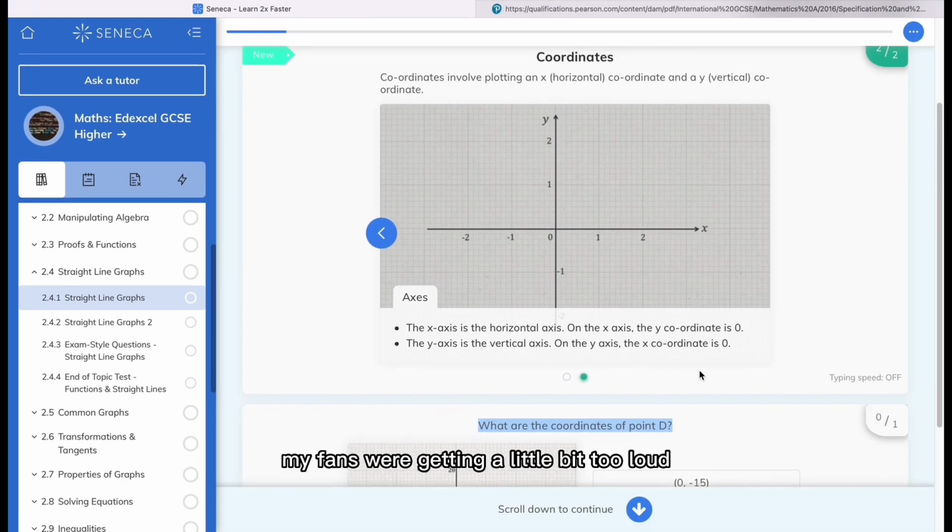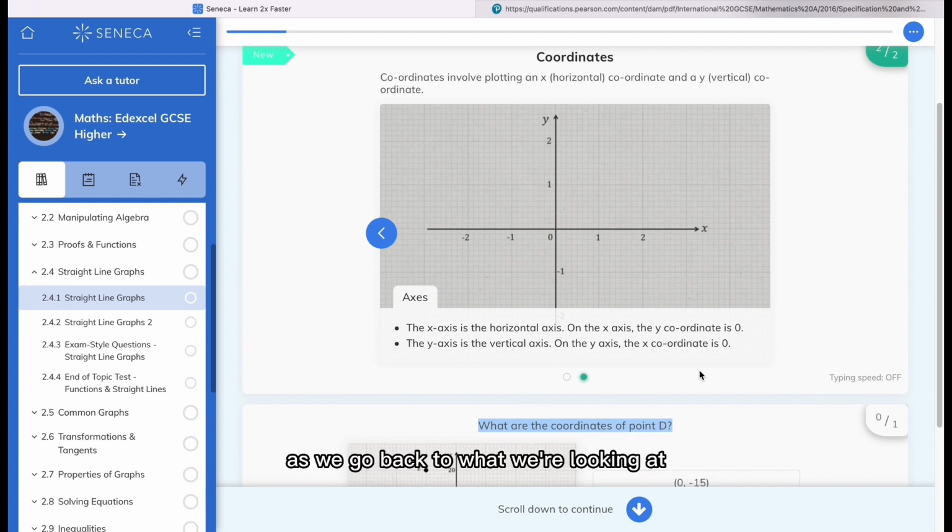So as you can tell, my fans were getting a little bit too loud, so I thought let me let my laptop cool down and let the volume go down, let me express myself. It might have gotten a little bit loud at the bottom, but I thought let me pause the recording and come back to it. That's what I've been able to do. So I was explaining that over here.